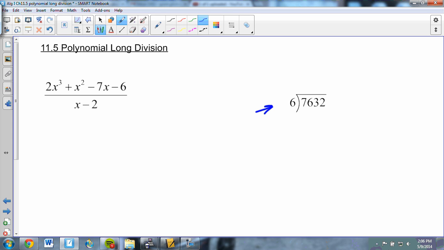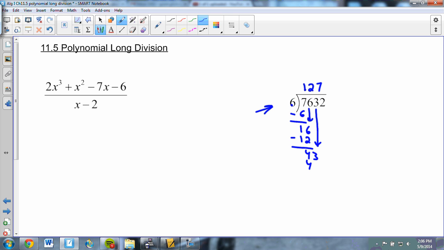To do long division, 6 goes into 7 one time. 1 times 6 is 6. I do 7 minus 6 to get 1. Drop down this 6. 6 goes into 16 twice. 2 times 6 is 12. 16 minus 12 is 4. Drop down this 3. 6 goes into 43 7 times.